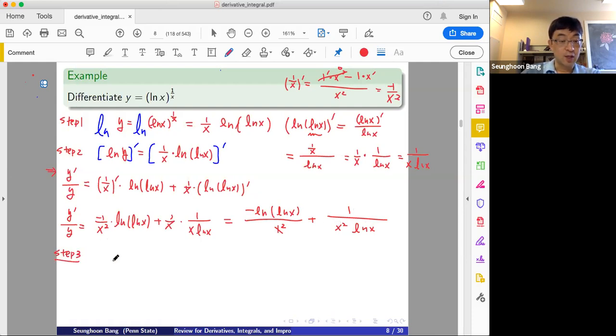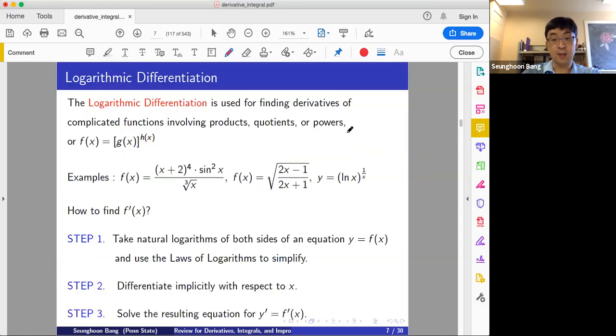Step 3. The third step is we already have y prime over y equals negative ln of x over x squared plus 1 over x squared times ln of x. So we have this from step 2. What is step 3?